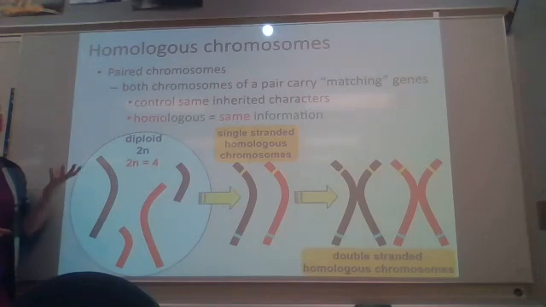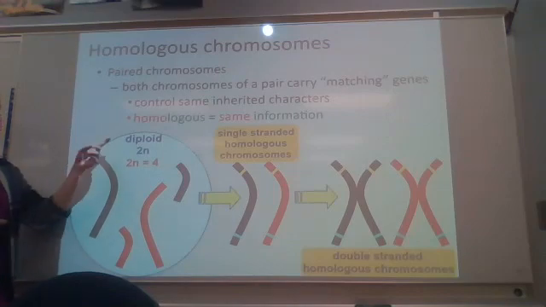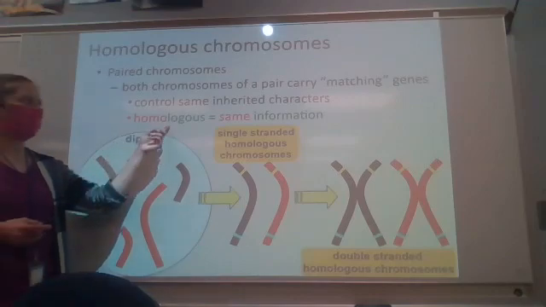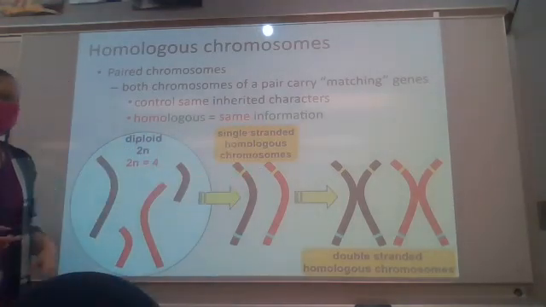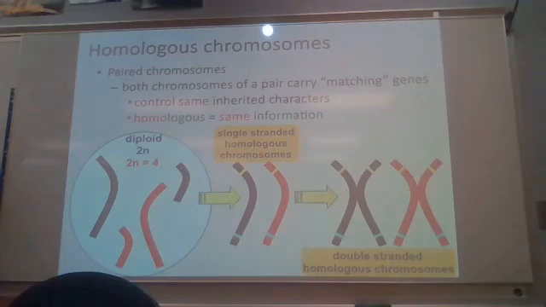And so if you look at each one of those 23 pairs minus the sex chromosome, they're going to have all the same genes on those chromosomes. Different versions of them, but same genes, affecting the same traits. And that's where the name comes from. Homo means same, and logos means information. So they contain similar information on them.